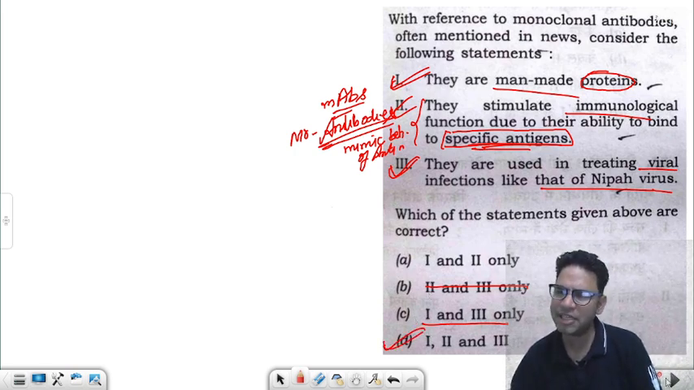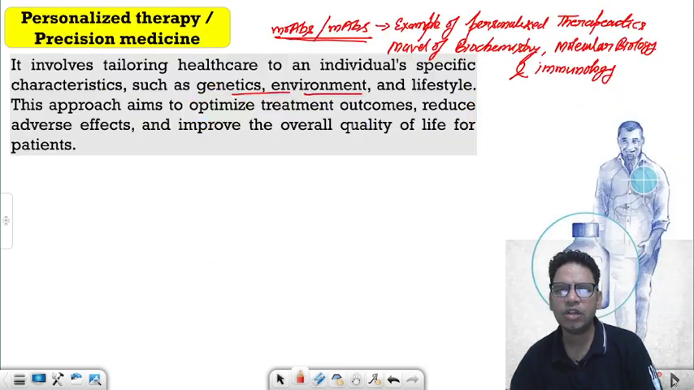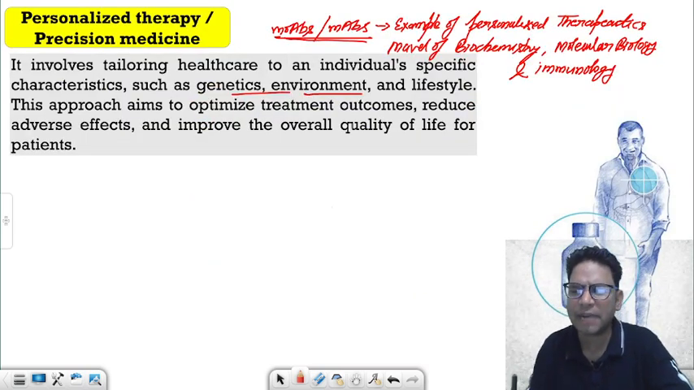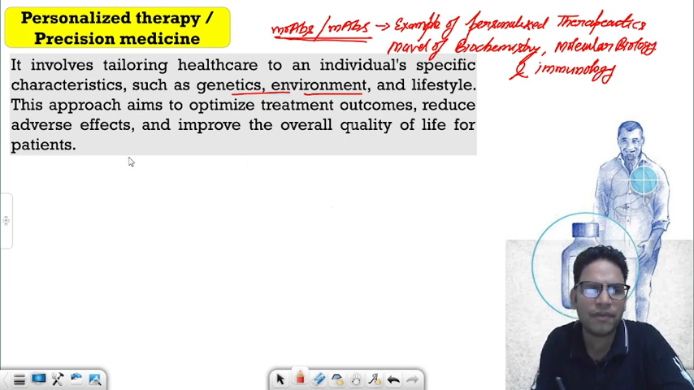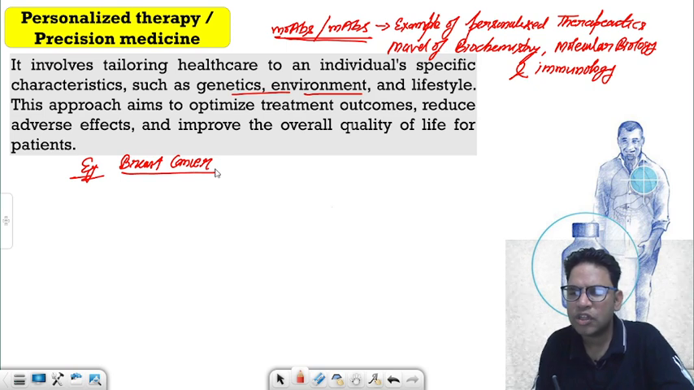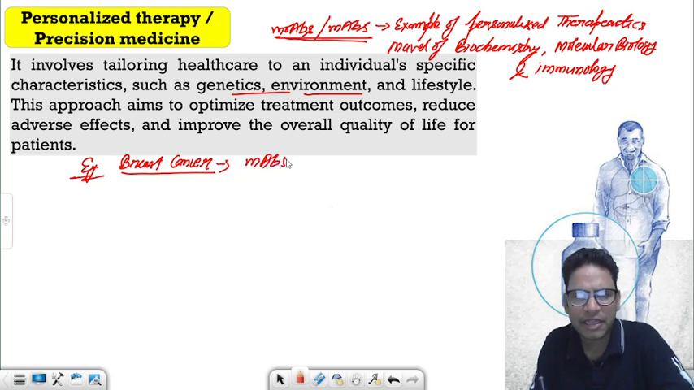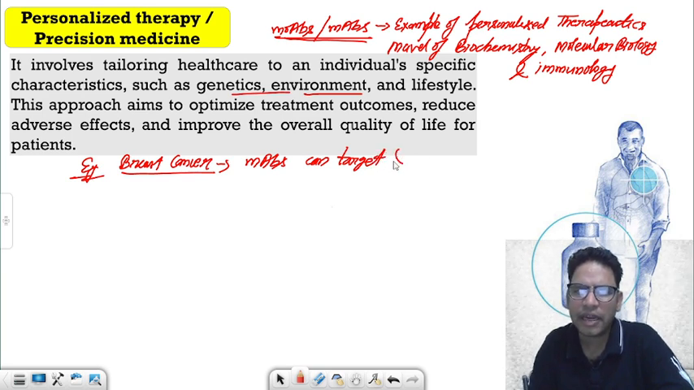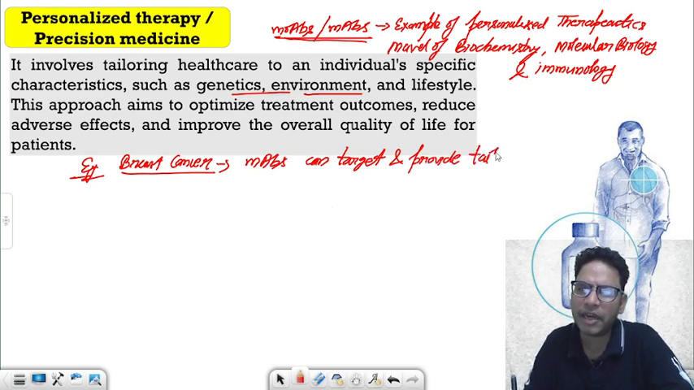So option A, B, C, D, all three are correct. Okay. So let's quickly discuss this marvel of biochemistry and molecular biology. For example, one has breast cancer. There are some hormone receptors. MABs can target these particular cells and provide tailored therapy, person to person therapy, right? So this is correct.